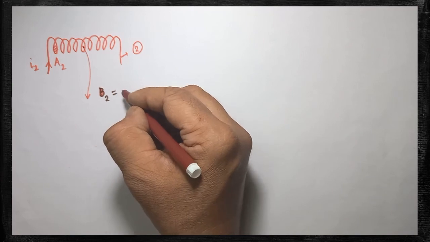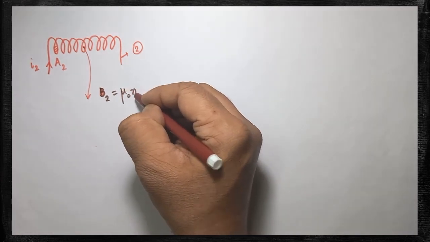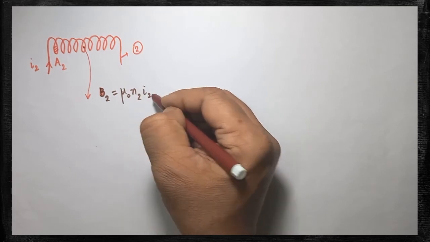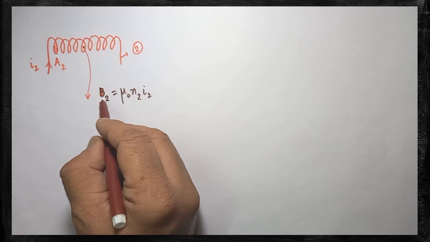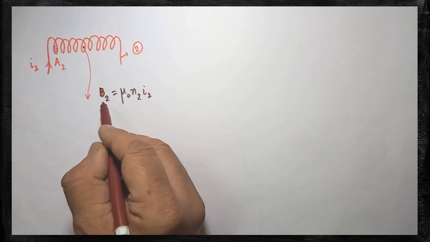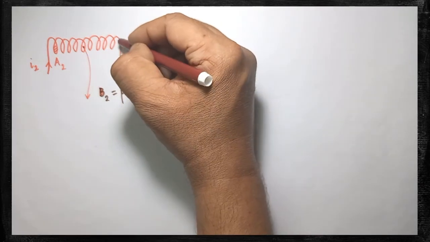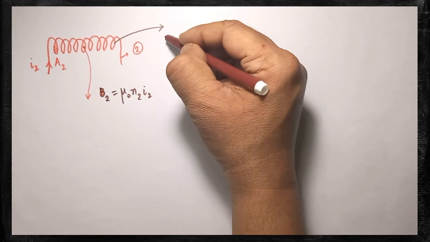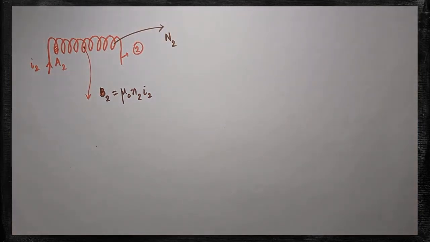B2 is the strength of the magnetic field at the center of the second solenoid. How to write the formula? B2 is equal to mu naught N2 I2. The magnetic field is created due to the current flow I2, therefore I2 has to come in the equation. Here the number of turns in the second coil is taken as N2.